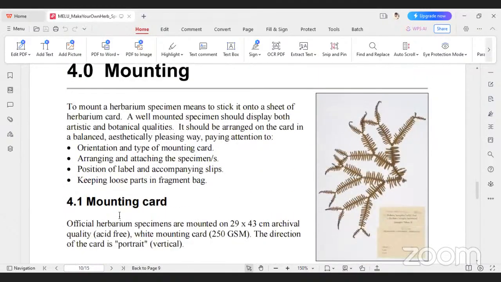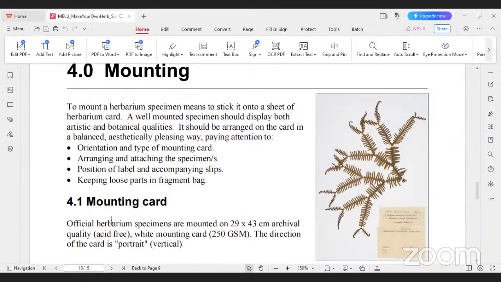Mounting. After collection, pressing, and preserving comes mounting. Mount the specimen, that means stick it on a sheet of herbarium card. A well-mounted specimen should display both artistic and botanical qualities. It should be arranged on the card in a balanced, aesthetically pleasing way. When you apply balance, it looks beautiful.